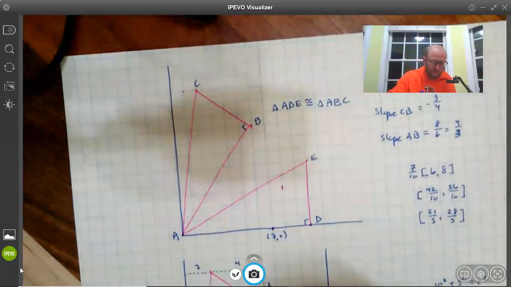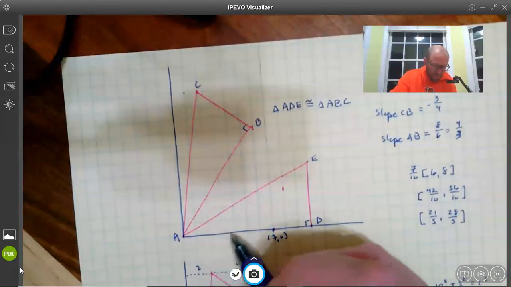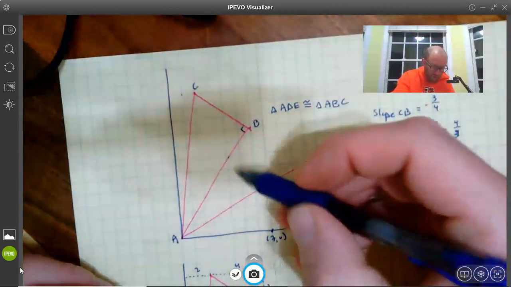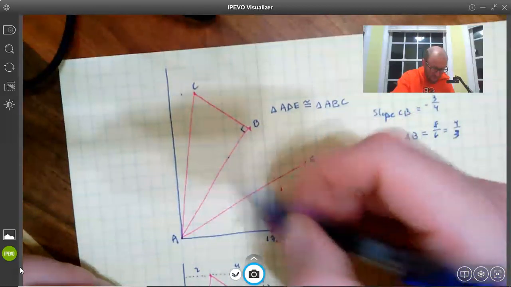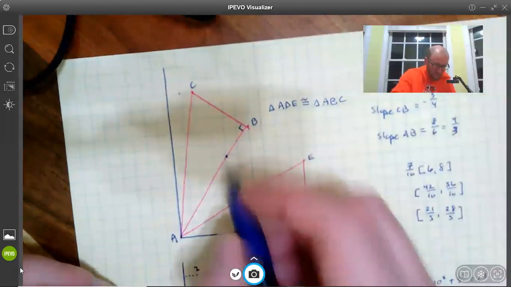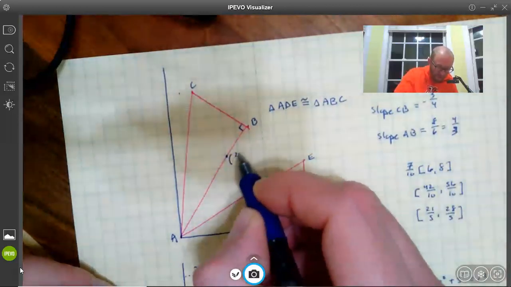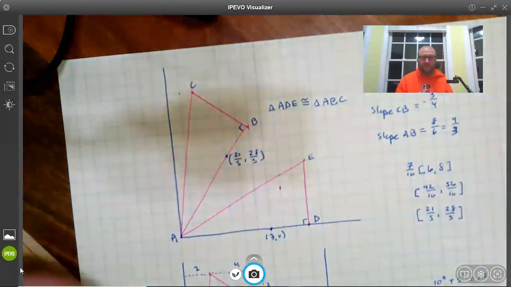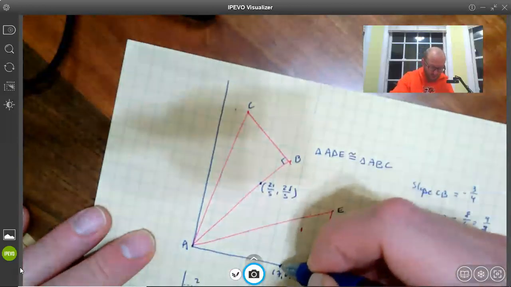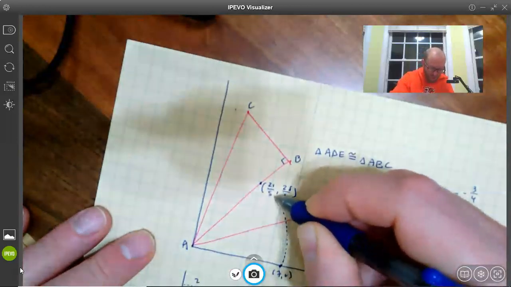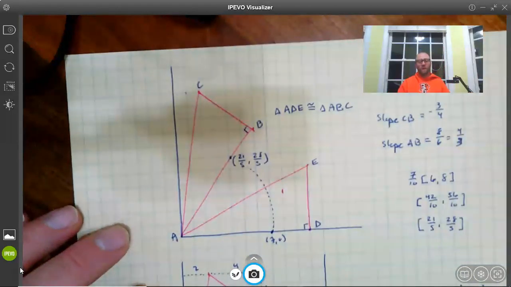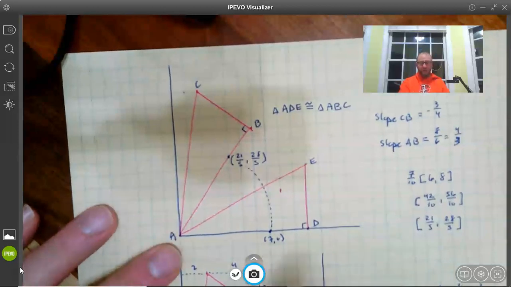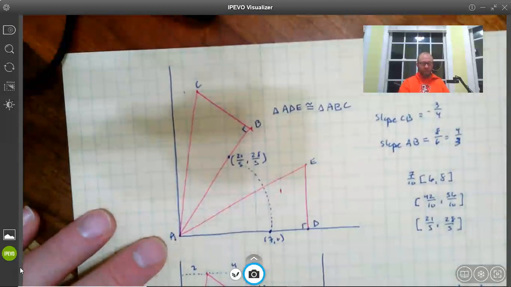So let's see, 21/5 is a little bit over 4. So that's 1, 2, 3, 4, and just a little bit more. And 28/5 is just a little bit under 6. 1, 2, 3, 4, 5, 6. So the point's right about here. Would be the point 21/5, 28/5. And that's where this, if we were to follow this rotation, would end up. So this is 7/10 of the distance from A to D, and so this here is 7/10 of the distance from A to B.